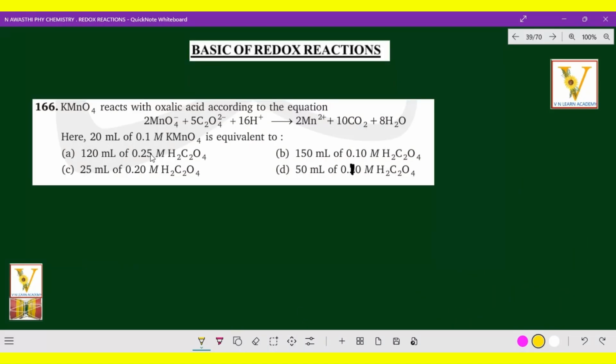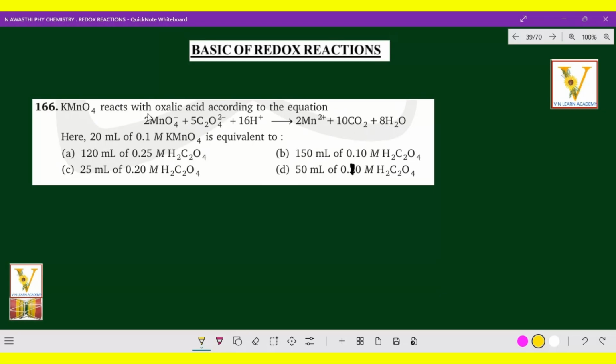Next question. KMnO4 reacts with oxalic acid according to this equation. 2MnO4 minus plus 5 oxalate, that is C2O4 2 minus, plus 16H plus ion, you're getting 2Mn 2 plus, 10 CO2 plus 8 H2O. See here also 4 oxygen is there, so 4 oxygen means that many water molecules. So 4.